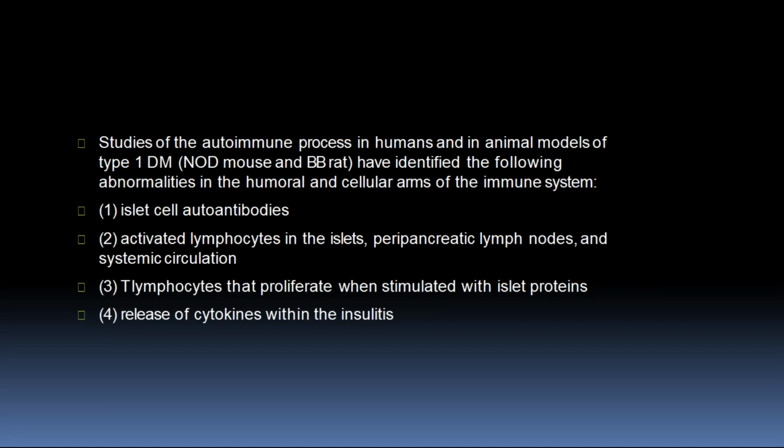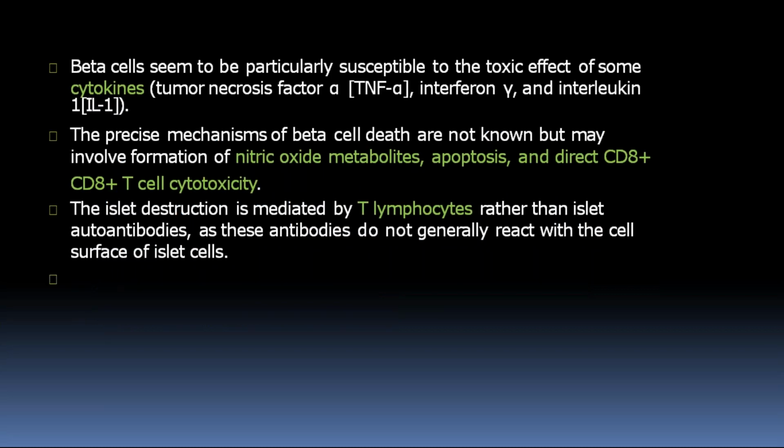Islet cell autoantibodies, activated lymphocytes in the islets, T lymphocytes that proliferate when stimulated with islet proteins, and release of cytokines within the insulitis. Now, beta cells seem to be particularly susceptible to the toxic effect of some cytokines, that is tumor necrosis factor, interferon gamma, and interleukin-1. The precise mechanisms of beta cell death are not known, but may involve the formation of nitric oxide metabolites, apoptosis, and direct CD8 T cell cytotoxicity. The islet cell destruction is mediated by T lymphocytes rather than islet autoantibodies, as these antibodies do not generally react with the cell surface of islet cells.